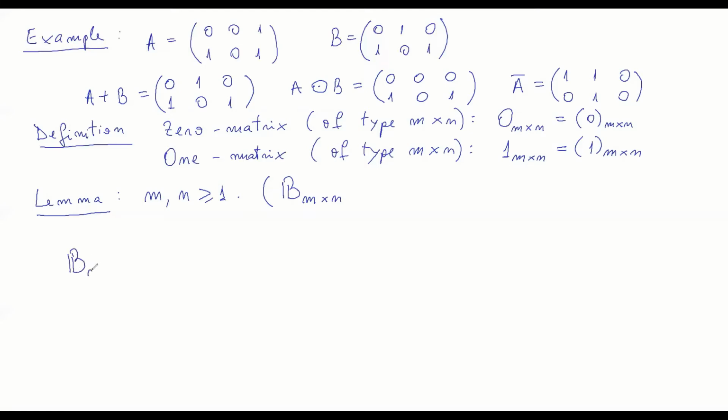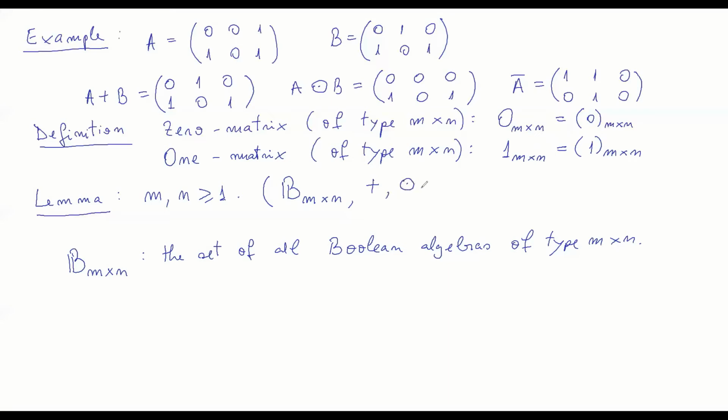B, M, N, this is the set of all Boolean algebras of type M times N. So if I take all these Boolean algebras of type M times N, and I take the sum that we have just defined, the element-wise product and the bar operator, and we have this zero matrix of type M times N and a one element of type M times N, this structure is, as you might expect, a Boolean algebra.